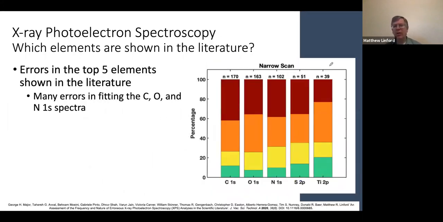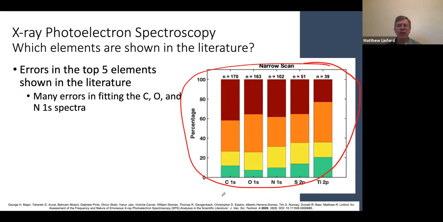This just says that among the top elements that people analyze in the literature are carbon, oxygen, nitrogen, sulfur, and titanium. There are simply a lot of errors there. So again, you can read through this slide, and if you want, you could go look at this paper that was just published.